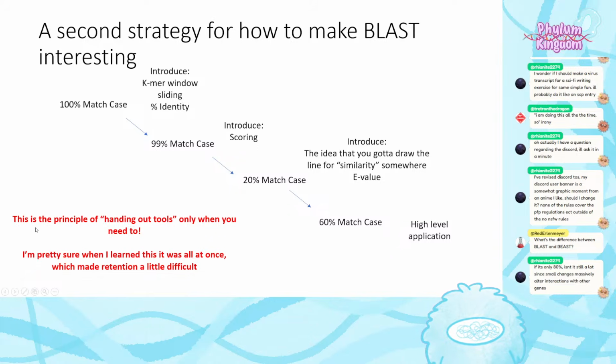And you can see, this is what I mean by handing out tools only when you need to. Because here's the thing. You could have done this by defining this is what a k-mer is, this is what a score is, this is what identity percent is, or you give them the tools as they need them. You don't need to know e-value to understand the principle of control F, right? You don't need e-value to understand the principle of exact matching. Just give it to your audience when they need it.